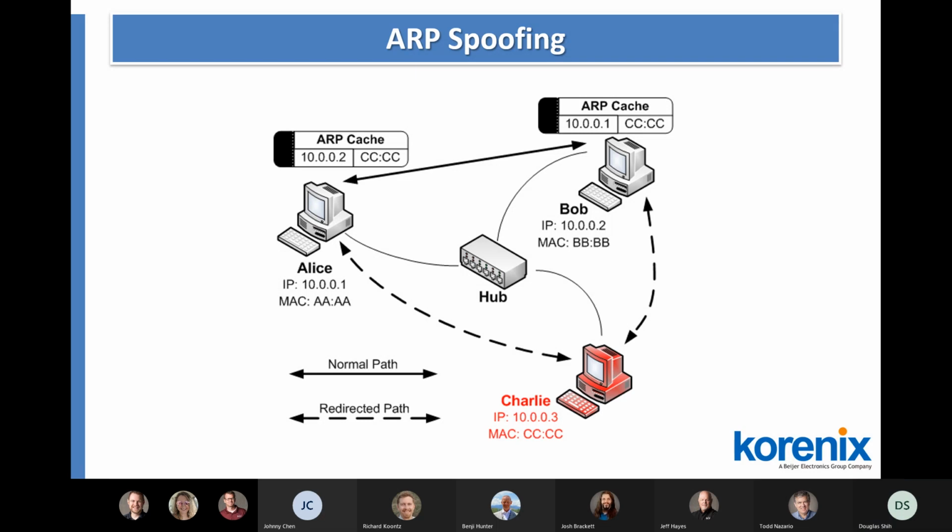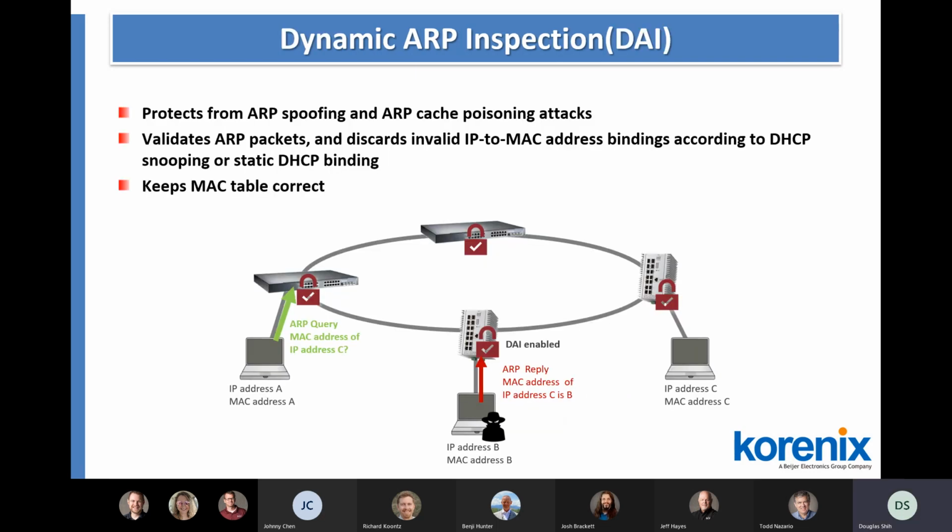And to protect against the attacker, we use dynamic ARP inspection. This function can protect from ARP spoofing and ARP cache poisoning. It can read ARP packets and discard invalid IP-MAC address table bindings according to the DHCP snooping or static DHCP binding. So the two functions should be used together, and this function can keep the MAC address table correct.